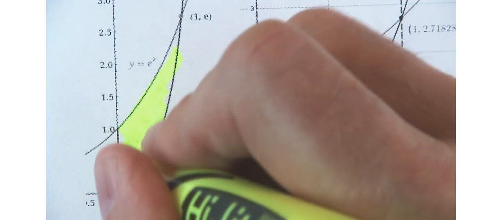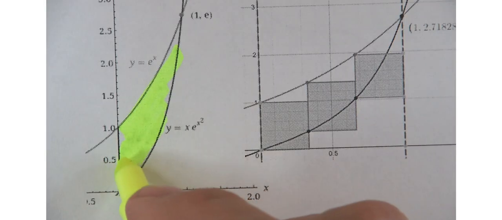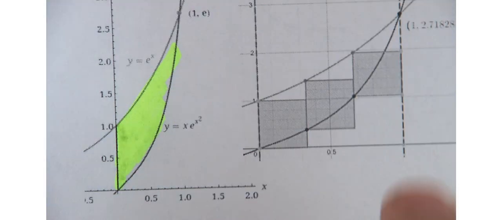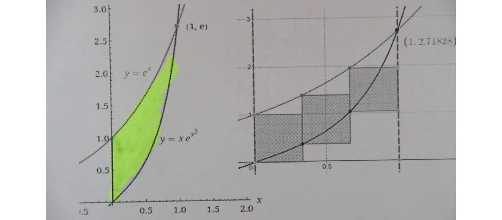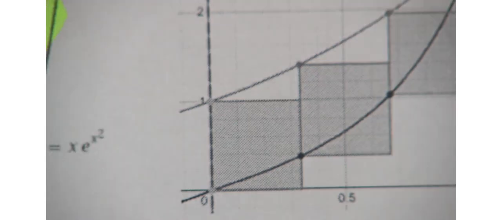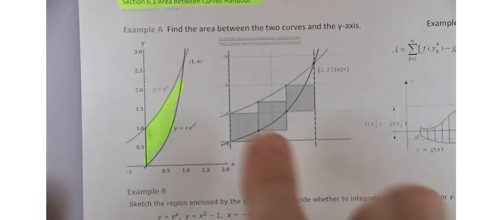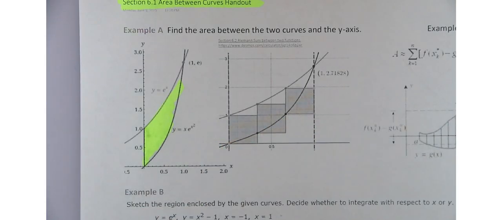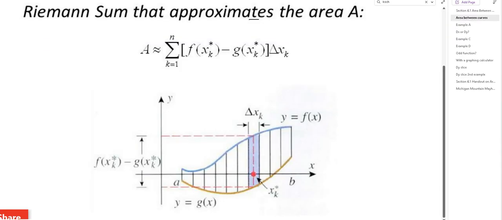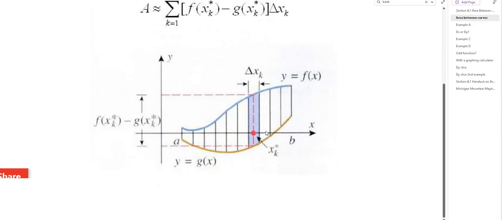Well, the way we can work on this is to try and approach it with Riemann sums like we did back in section 5.2, and try and approximate this area with some rectangles. So how would that work? Well, what we're going to do is take a closer look at it. You get the same thing on your handout, but this at least looks like it's got some color to it.